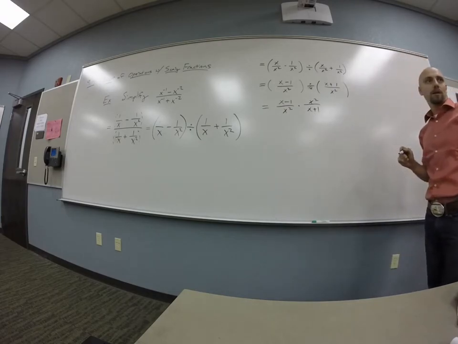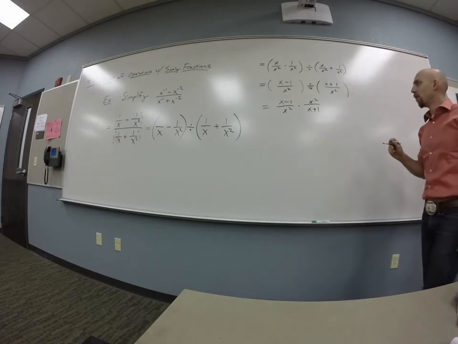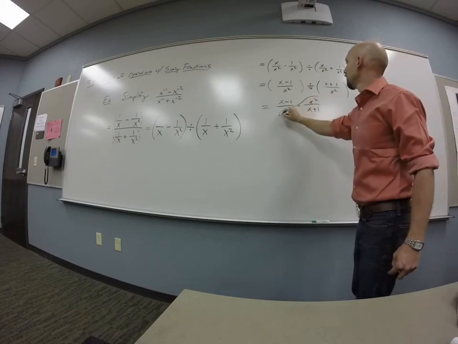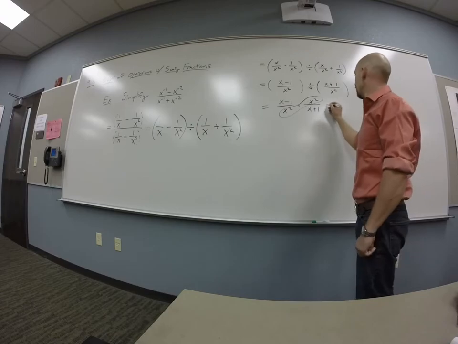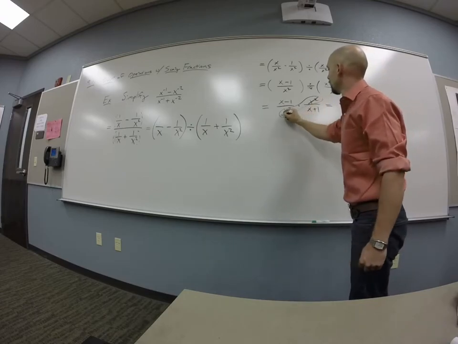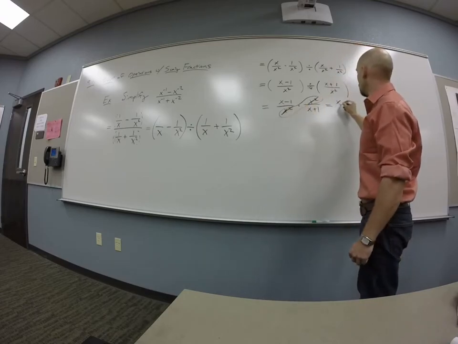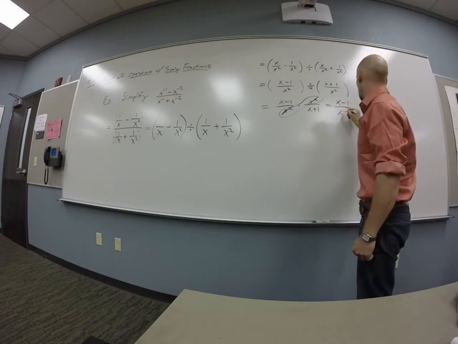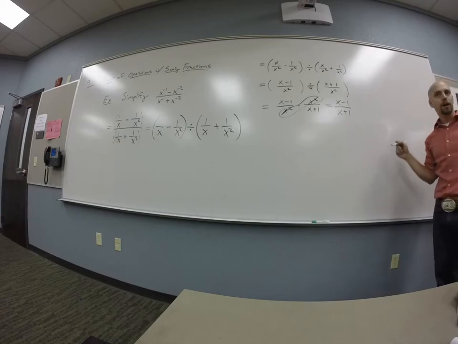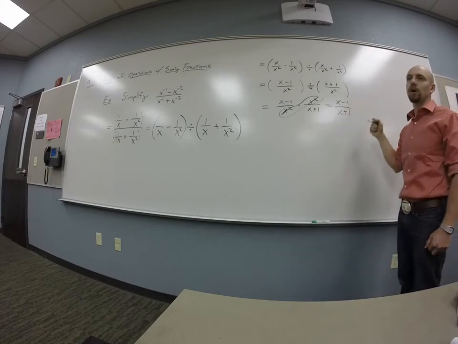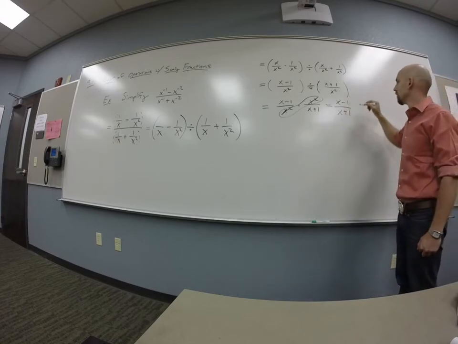So now what? Now we can see the onesie, right? That's a onesie, so we can cancel that. So we get x minus 1 over x plus 1. Can I do anything with that? No. I could try the factor of minus 1 out trick, but it won't work.